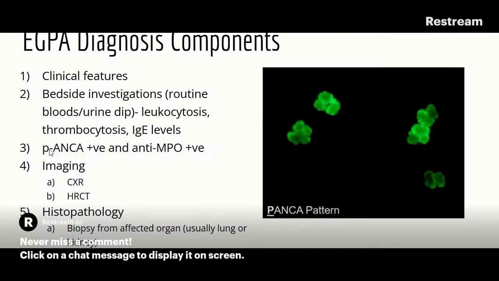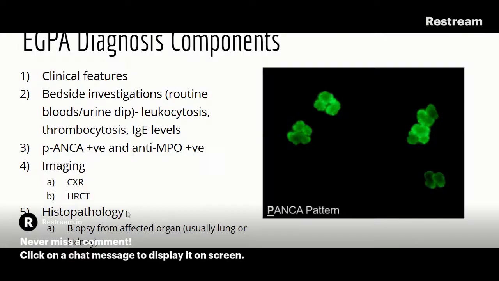It's much more likely to be P-ANCA positive and therefore anti-MPO positive. C-ANCA usually isn't positive for EGPA. It can be, but it usually isn't. For your exams, if someone is C-ANCA positive, you shouldn't think EGPA as your first line.